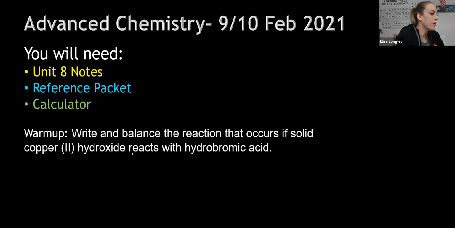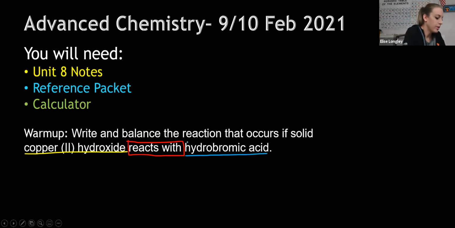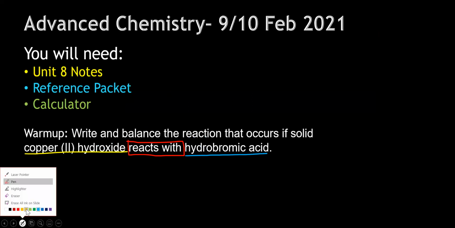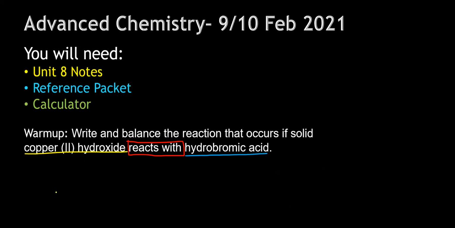Yeah, we're going to start by writing what we can figure out from these variables. So what does this tell us? It says that copper 2 hydroxide is going to react with, okay, that's a key word, hydrobromic acid. So we know that one compound is reacting with another compound. So Maddie, are these reactants or are they products? The reactants. Yes, and what told you that?